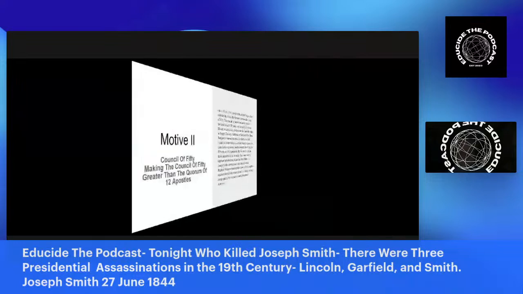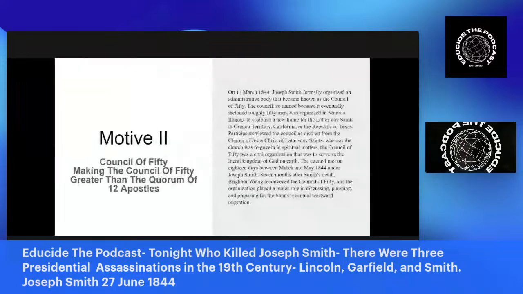Motive number 2: making the Council of 50 greater than the Quorum of the 12 Apostles. On March 11th, 1844, Joseph Smith formally organized an administrative body that became known as the Council of 50, because it eventually included 50 men.